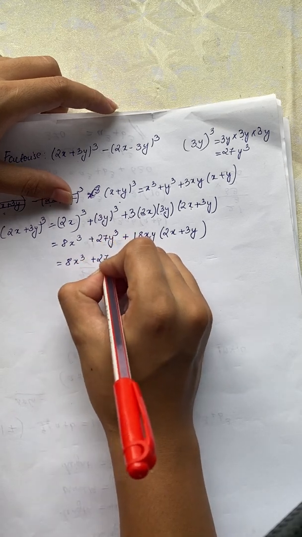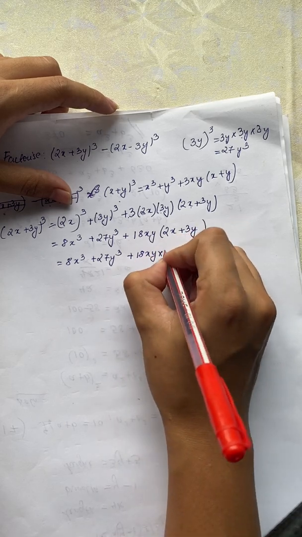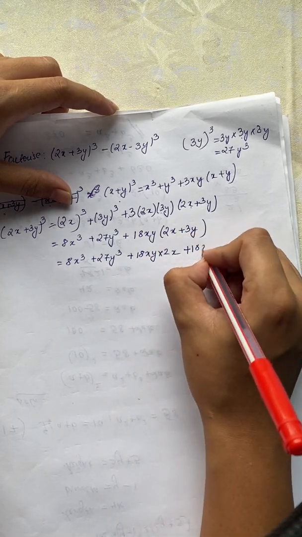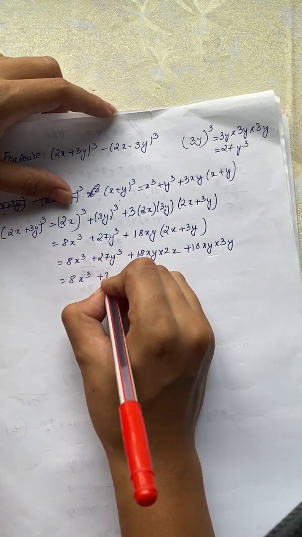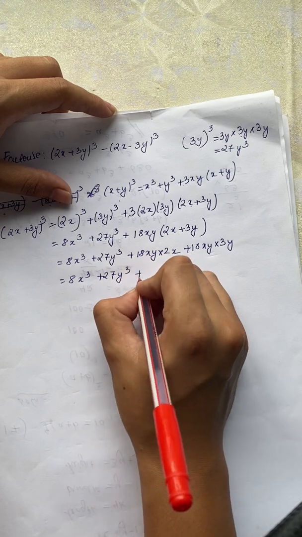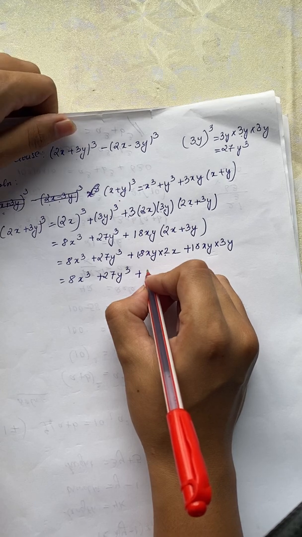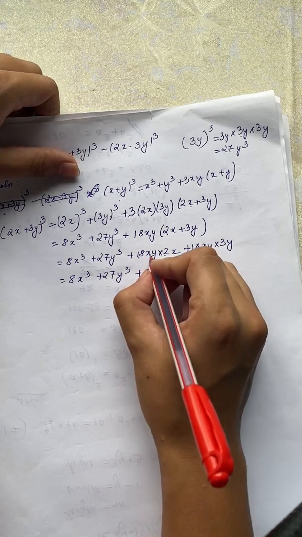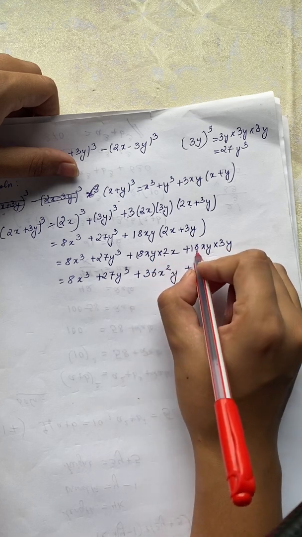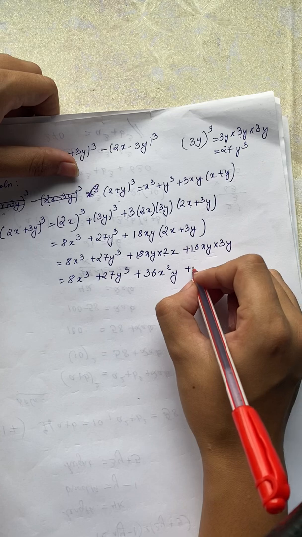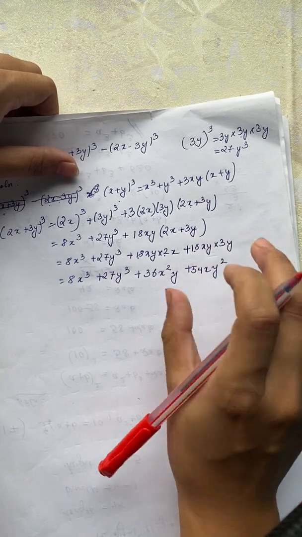Now keep on expanding. Plus 27y cube plus 18xy into 2x plus 18xy into 3y. So 8x cube plus 27y cube plus, now you look at this, 18 into 2, 36, x into x, x square, y only one time, plus 18 into 3, 54, x one time, y into y, y square. Ready till this much?